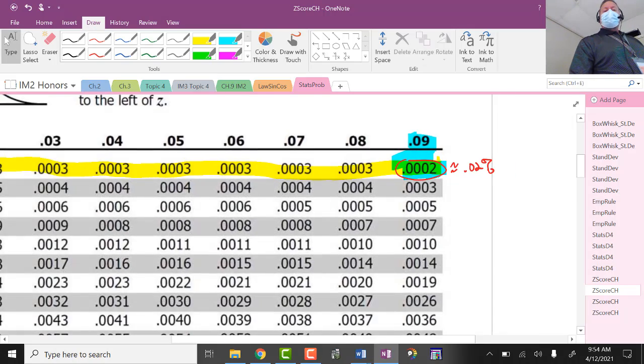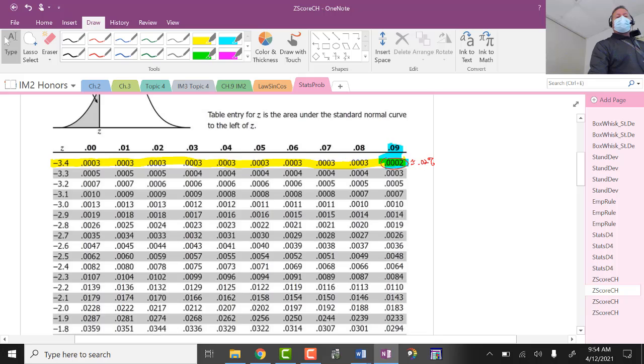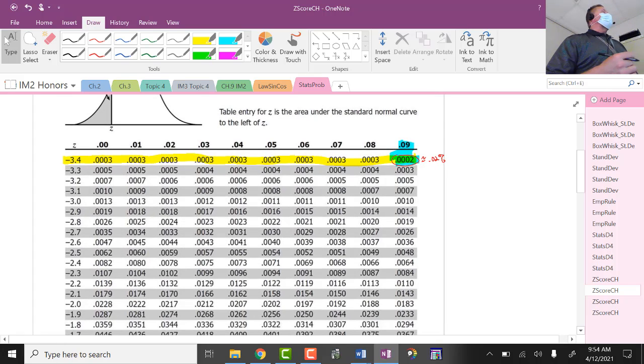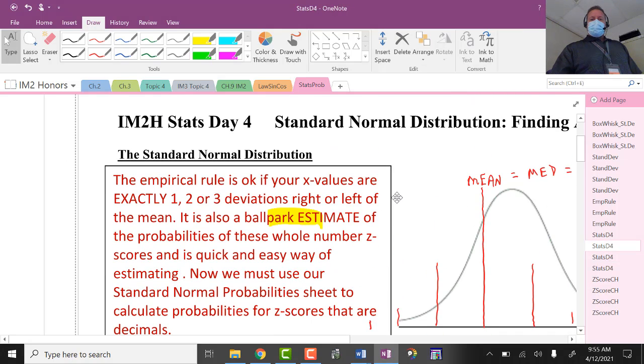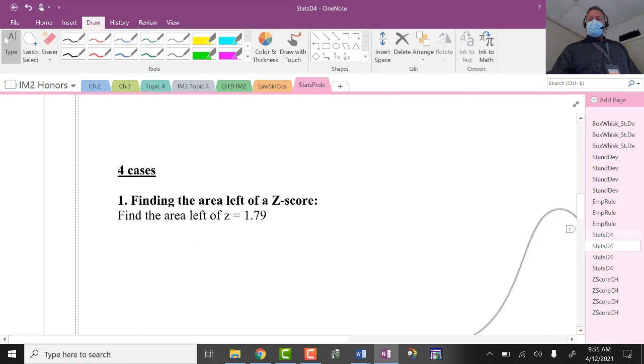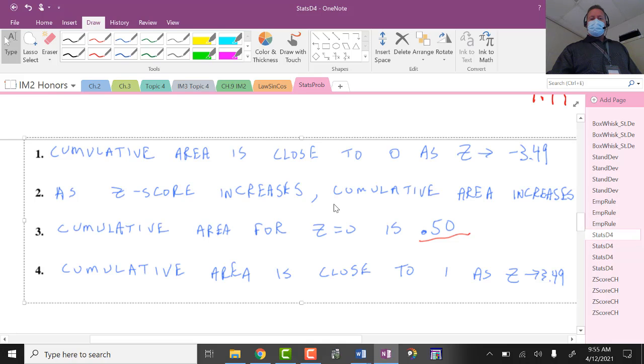But really what you need to understand is that's how you read this chart. These are z-scores, and they give you negative 3.3 to negative 3.4. That's what the numbers all the way to the right represent. Okay, let's go back to the note sheet. All right, as the z-score increases, the cumulative area increases.